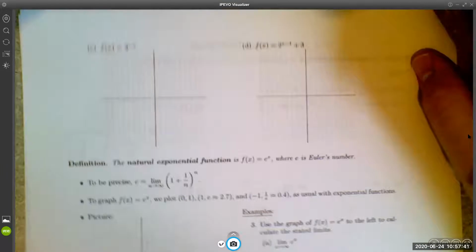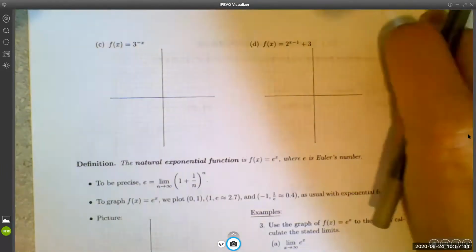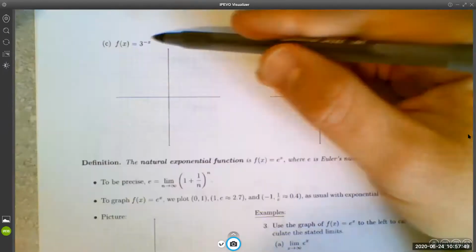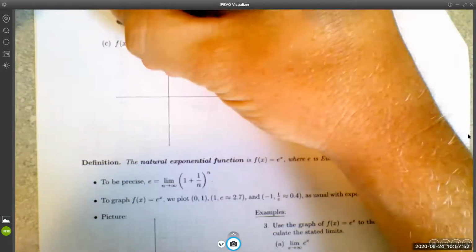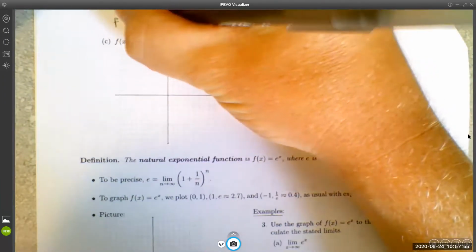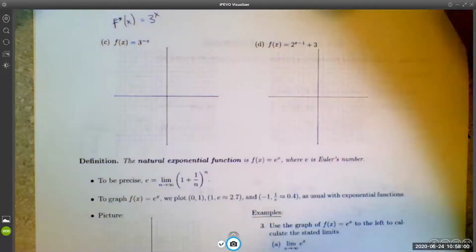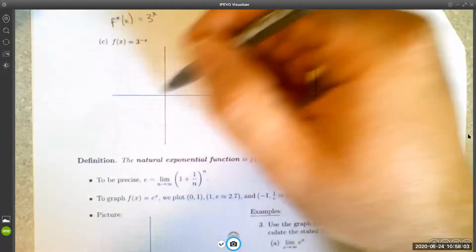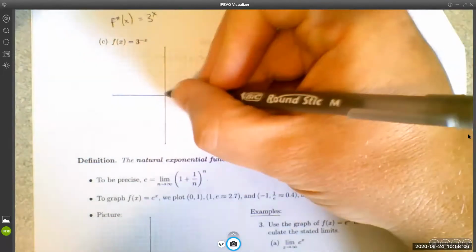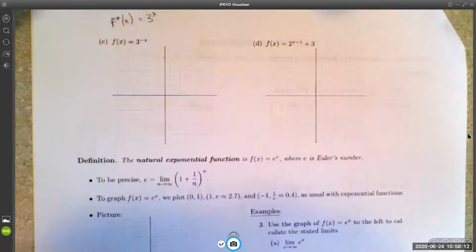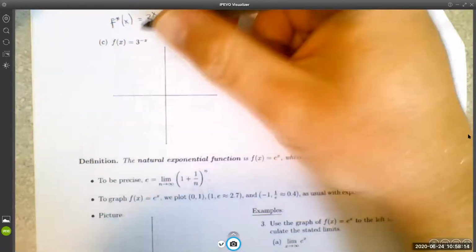Moving on. Here's a couple more graphs of exponential functions. So here we have f of x equals 3 to the negative x. And this is interesting. So the parent function here, which maybe I'll call f star or something, 3 to the x, we have a good idea of what that's going to look like, right? It's going to do this kind of thing. It's going to go through (0, 1), and it's going to go through (1, 3), since the base is 3, and (-1, 1/3).